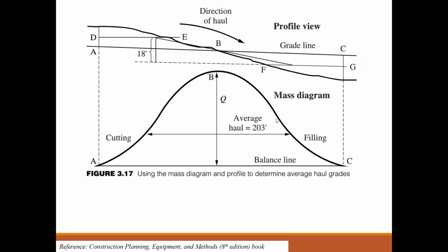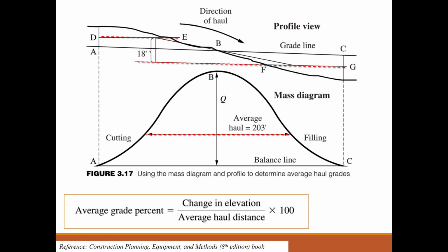The average haul that we look at down here is determined by the construction of a horizontal line on the mass diagram, and it's basically this distance. So if you look into computing it, this is your average haul, and this is your horizontal line. Your horizontal line up there, the distance between them is 18 feet. The average haul is 203. Change in elevation divided by average haul distance times 100 is going to give you your average grade from cut to fill.